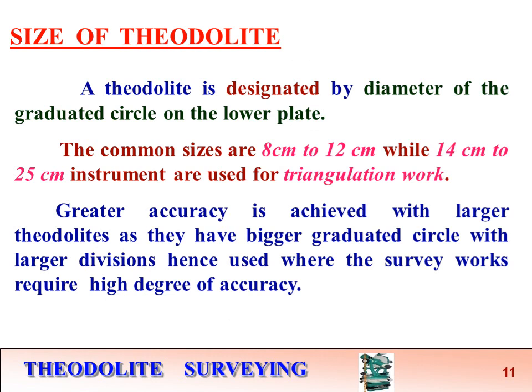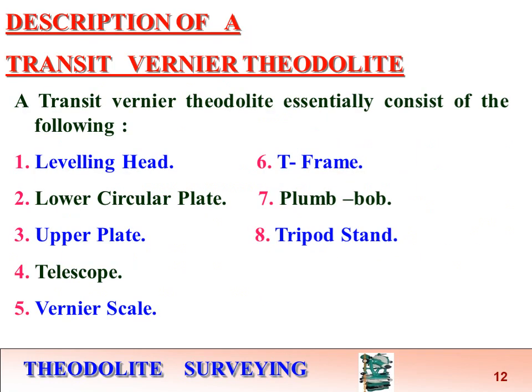Then the size of theodolite. A theodolite is designated by the diameter of the graduated circle on the lower plate. The common sizes are 8 cm to 12 cm, while 14 cm to 25 cm instruments are used for triangulation work. Greater accuracy is achieved with larger theodolites as they have a bigger graduated circle with larger divisions, hence they are used where the survey work requires a high degree of accuracy.